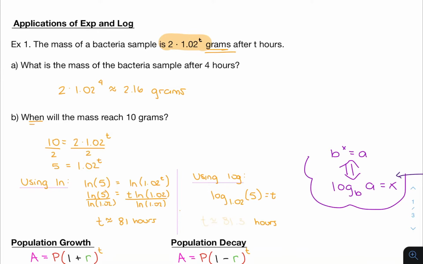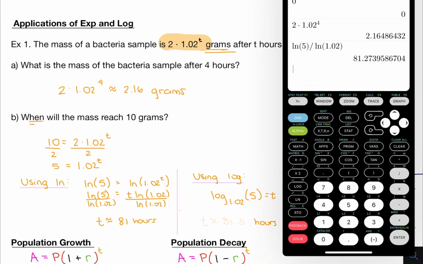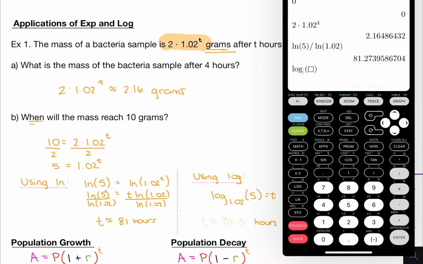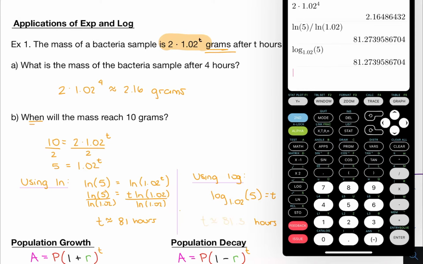In our calculators, we're just going to type in log of base 1.02. To get to that function, we have to click on math and scroll all the way down to where you see log base. You hit enter, and then you can plug in 1.02 and 5. Hit enter, and we get the same thing.